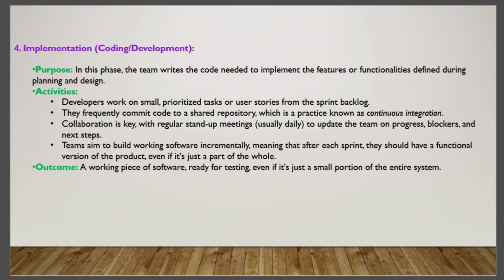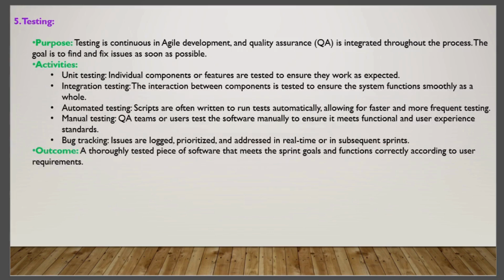Collaboration is key with regular stand-up meetings, usually daily, to update the team on progress, backlog, blockers, and next steps. Teams aim to build working software incrementally, meaning that after each sprint, they should have a functional version of the product, even if it's just a part of the whole. Then see the outcome. A working piece of software ready for testing, even if it's just a small portion of the entire system.